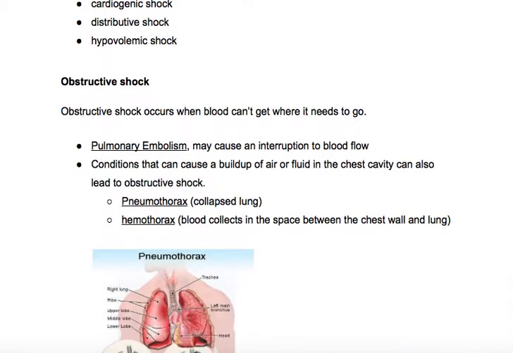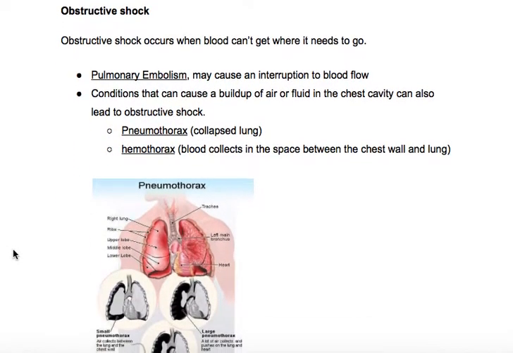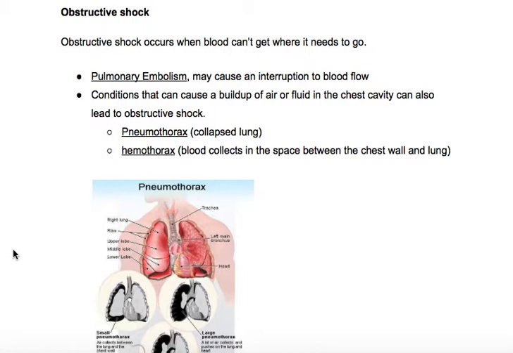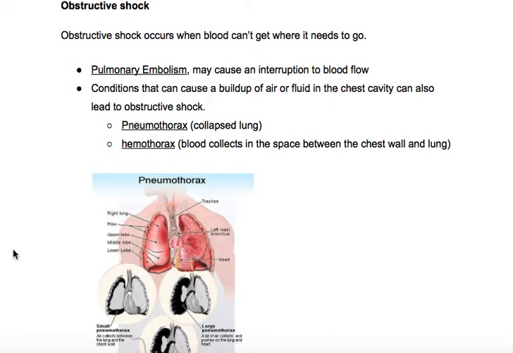So we're going to start with obstructive shock. Simply put, obstructive shock just occurs when basically blood can't get where it needs to go. There's some form of blockage. So things that we'll frequently see that can cause obstructive shock in a patient would be a pulmonary embolism.